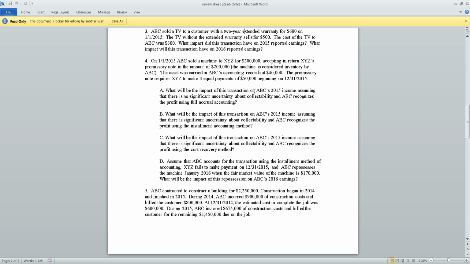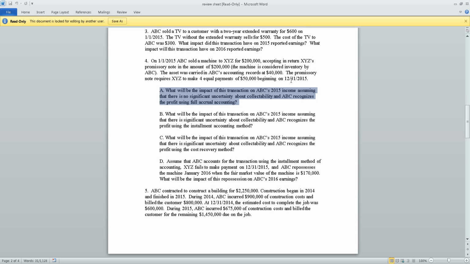Okay, so question 4. ABC sold a machine to XYZ for $200,000, and apparently this was a sale where XYZ didn't have enough money to pay us right up front, didn't have enough money to buy it on normal account, so we accepted XYZ's promissory note in the amount of $200,000, and XYZ is supposed to repay this promissory note over a 4-year period of time beginning December 31st, 2015. So XYZ is going to pay us $50,000 principal plus interest on 12/31/2015, again on 2016, again on 2017, again on 2018.